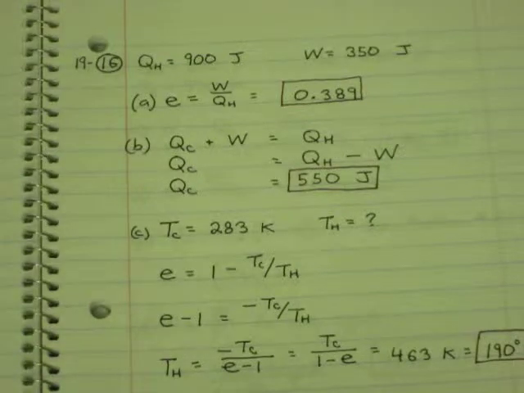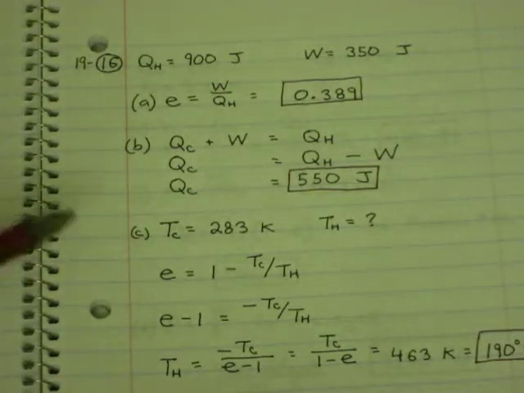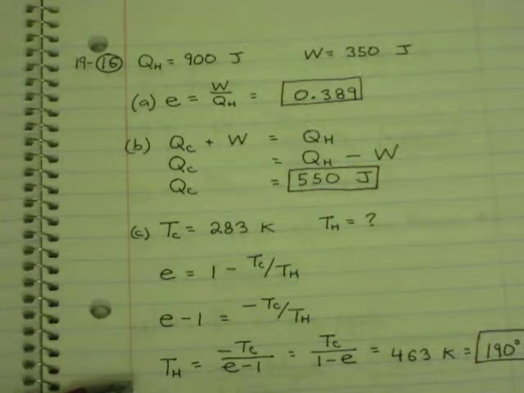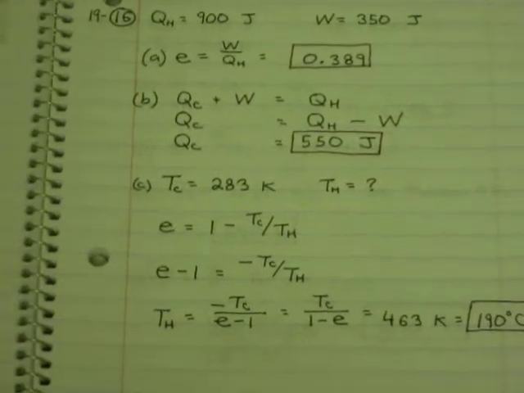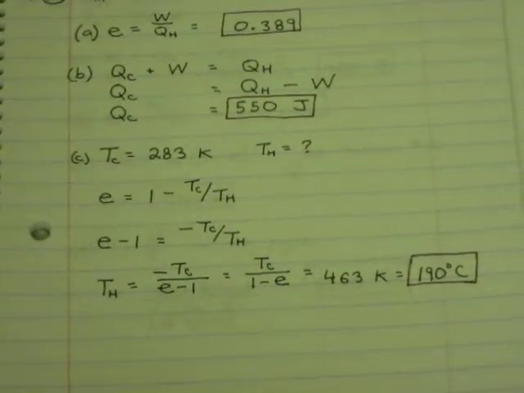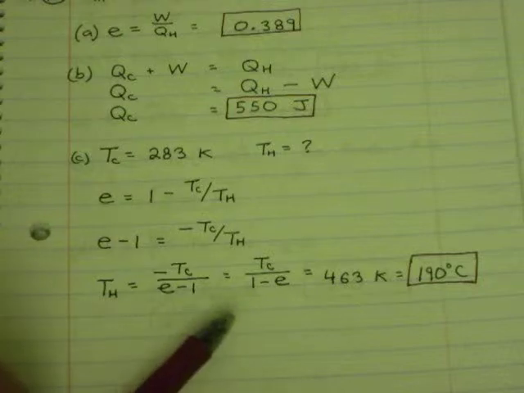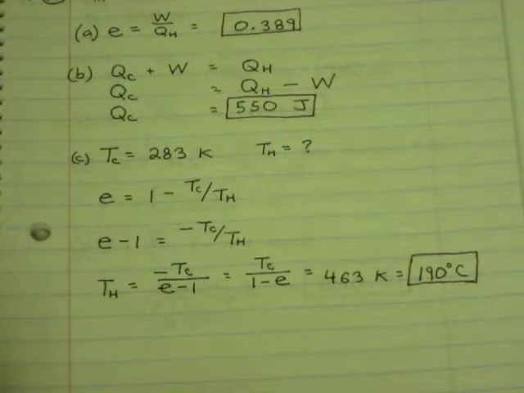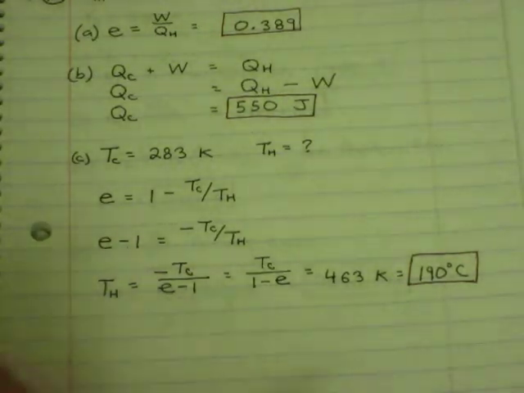Part C, engine rejects heat at 10 degrees Celsius, so we can say Tc equals, let's convert that, 283 Kelvin. What is the high temperature, the maximum temperature? A little bit of algebra has Th equals, you can follow the algebra there. But it comes down to Th equals Tc over 1 minus E, which is 463 Kelvin. Let's convert that back to Celsius, 190 degrees Celsius.